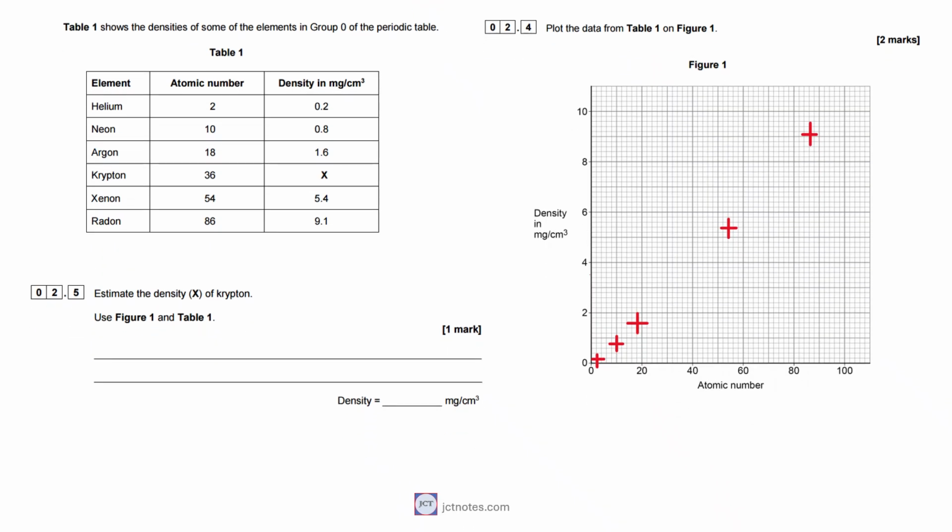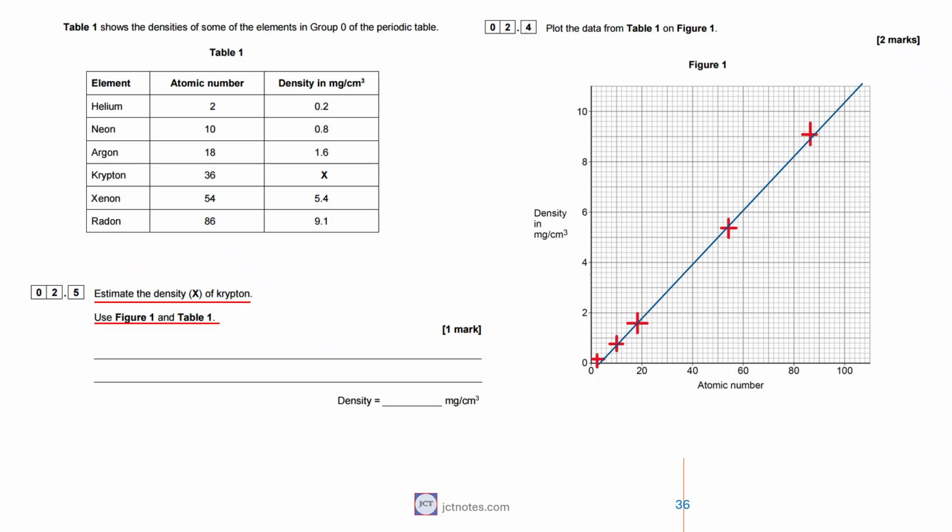For question 2.5, we need to estimate the density of krypton using both Figure 1 and Table 1. If you look at the points plotted on the graph, you can see they follow a clear linear trend, meaning our line of best fit should be a straight line. There are 2 easy ways to solve this. The first approach is using the graph.